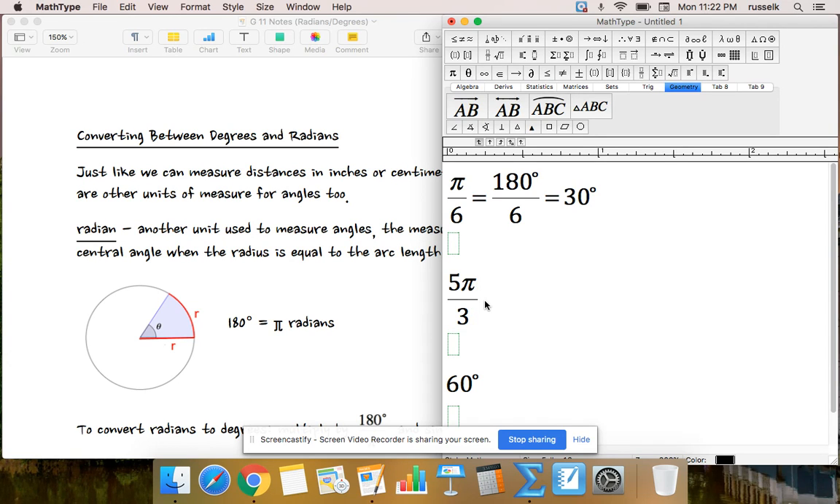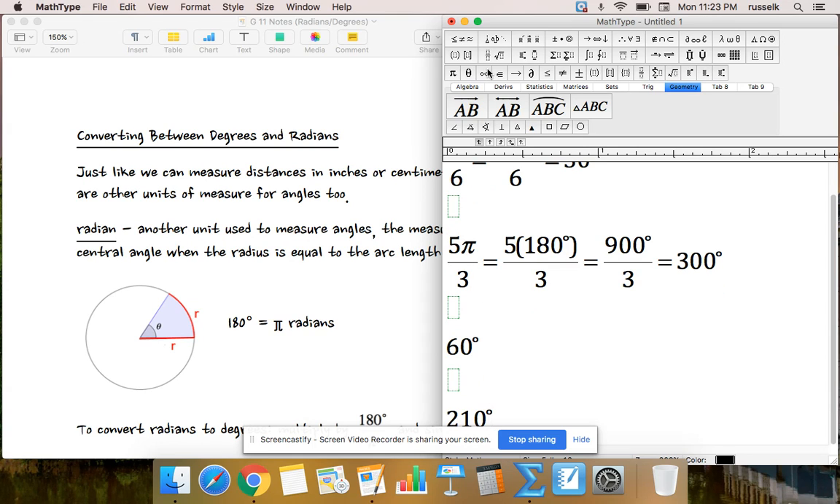Moving on to 5 pi over 3. Same thing, we just take pi out and put the same number of degrees in its spot. So on the top we have 5 times 180 degrees. The bottom still 3. 5 times 180 gives us 900 degrees in the top. Divided by 3 means we have an angle that's 300 degrees. If you start with radians, take pi out, put 180 in its spot, and then simplify.